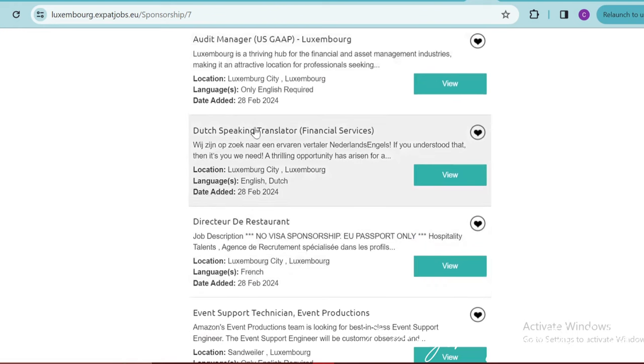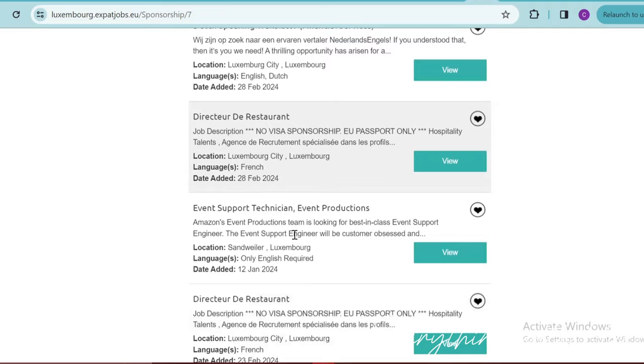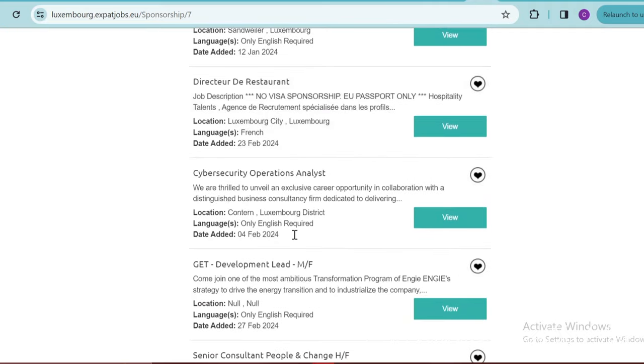And then this one is Dutch speaking translator. You need to be speaking English and Dutch as well, because you would be translating either Dutch to English or English to Dutch. So you need to know how to speak the two languages. There is cyber security operations analyst, and only English is required.